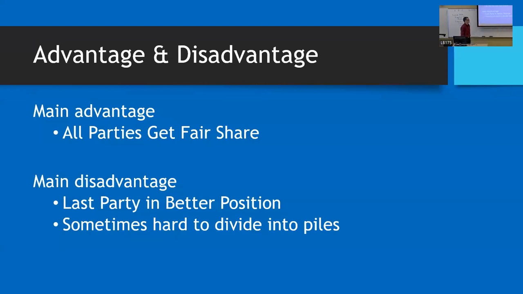So sometimes it's really hard to divide into piles. And we'll see examples of that in the next section, right? And that's where the next section comes into play. We'll talk about some bidding methods that you can do that don't give anybody a positional advantage and don't make it impossible to divide into piles. Does that make sense? So that's what we'll do next time. We'll work on bidding methods next time.